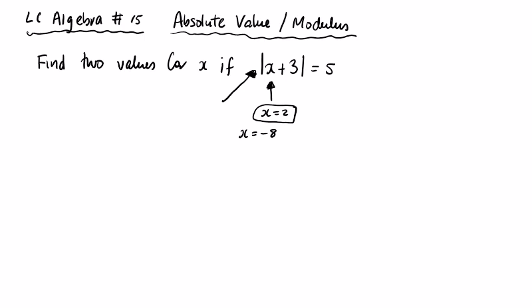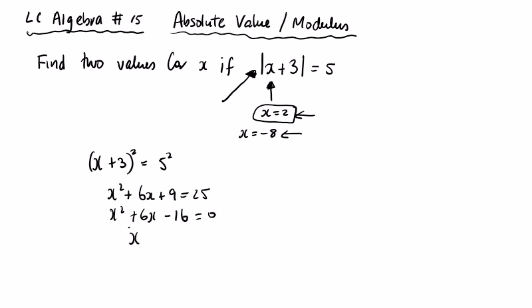But let's look at this algebraically. To get rid of modulus bars, what we do is we square both sides of the equation. So x plus 3 squared is equal to 5 squared. And you'll see how we'll form a quadratic and we'll get these two answers here. So x squared plus 6x plus 9 equals 25. So x squared plus 6x, 9 minus 25 is minus 16.